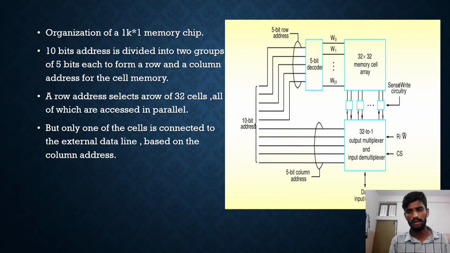And here you can see another diagram. It is the organization of a 1K by 1 memory chip. The 10-bit address is divided into two groups of 5 bits each, to form a row and column address of the memory cell. A row address selects 32 cells, all of which are accessed in parallel, but only one of the cells is connected to the external data line based on the column address.